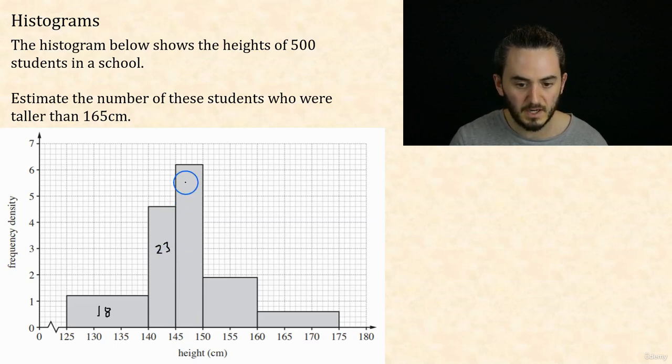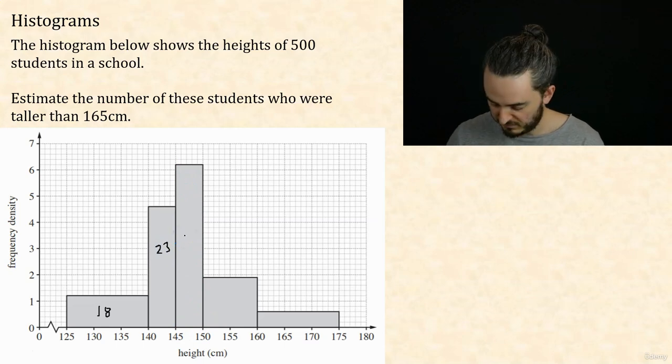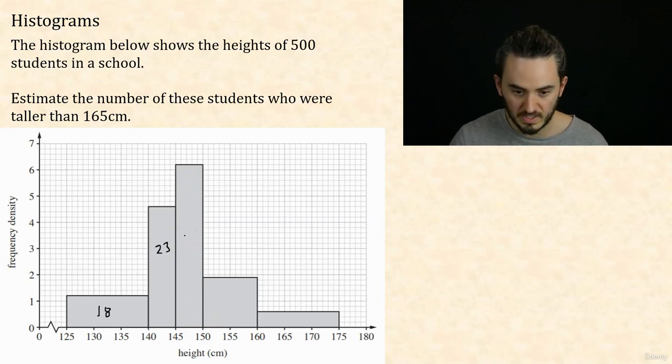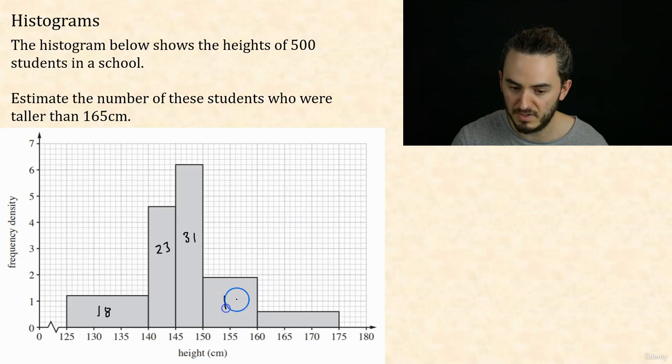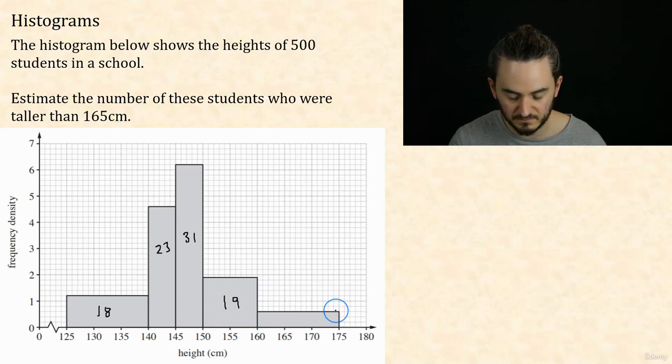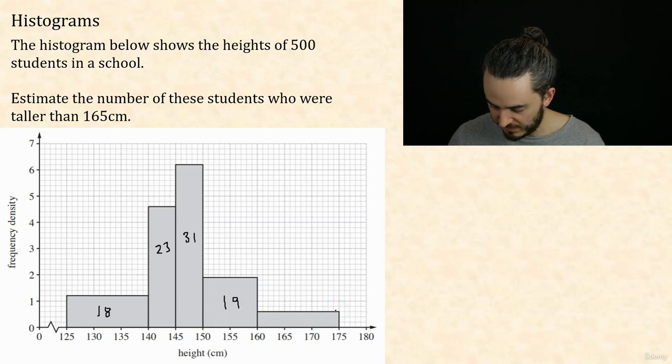Then we've got a base of 5 and a height of 6.2. So that's 31, is it? Base of 5, height of 6.2. Yes, area of 31. Base of 10, height of, okay, careful, this is actually just sneakily between the two lines. That's a height of 1.9. So base of 10, height of 1.9, so 19. And finally, we've got a base of 15 and a height of 0.6. So that's 9.